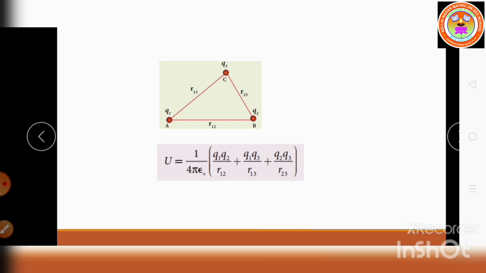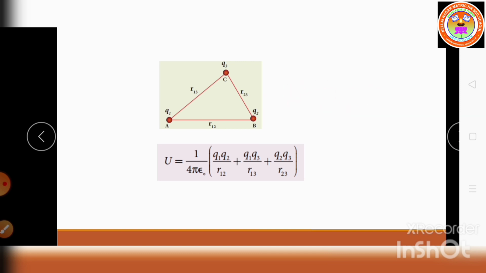Listen, the Coulomb force is a conservative force. The electrostatic potential energy is independent of the manner in which the configuration of the charge is arrived at. Anyway, we can arrange the charges.